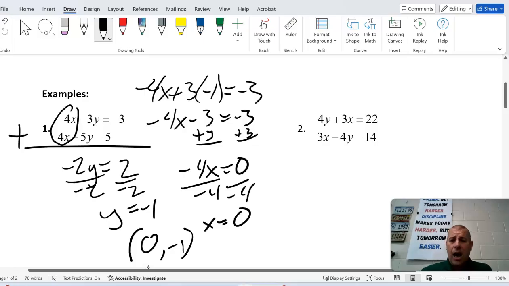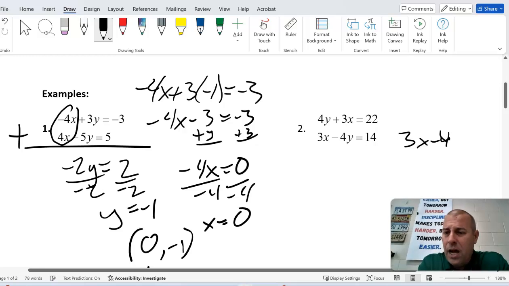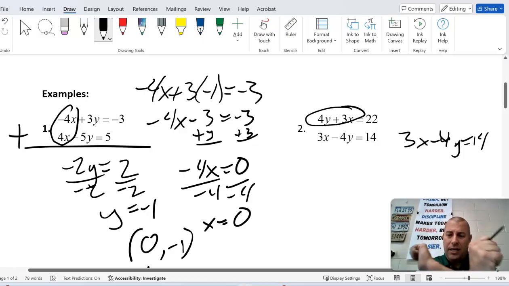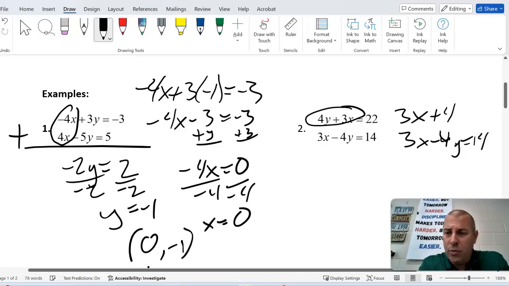Okay. Question number 2. We're not aligned. Do you see how the y and the x are above each other? So we're going to rewrite this into standard form. The bottom one's already in standard form: 3x minus 4y equals 14. We're okay there. But because the terms are on the same side, we just have to move things. So it's a positive 3x, and a positive 4y, so we're going to add the 4y, and then equals the 22.